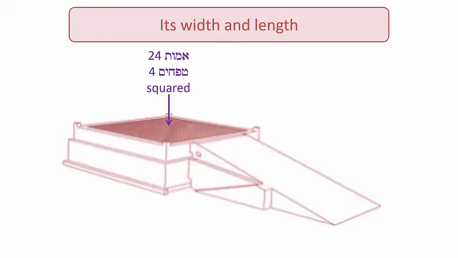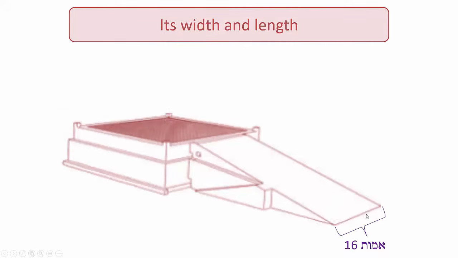It was actually 24 amos and 4 tfachim, because like we said, these amos were only amos of 5 tfachim. So we can't take off the full 6 tfachim. We have to add 1 tefach for here, 1 tefach for here. That means 2 tfachim on each side. So it comes out that it's 24 amos and 4 tfachim squared, which is around 39 feet by 39 feet. Now regarding the ramp, the width of the ramp was 16 amos, which is around 25 feet. And like we learned previously, it was 32 amos in its length.